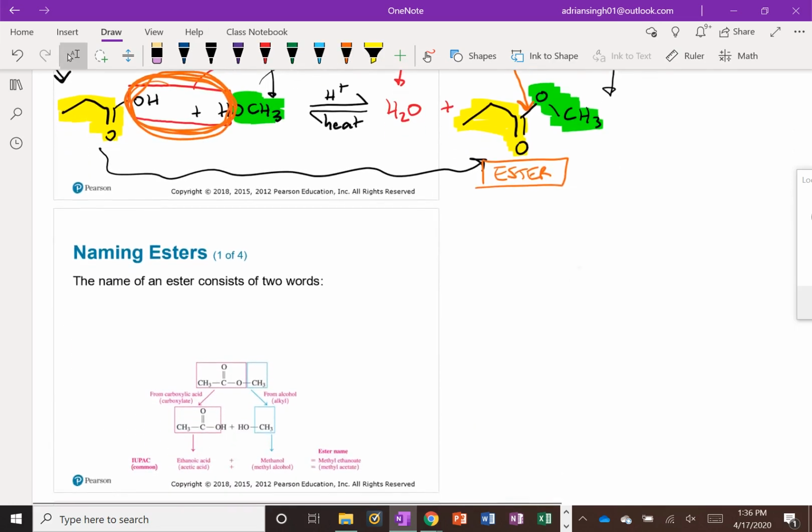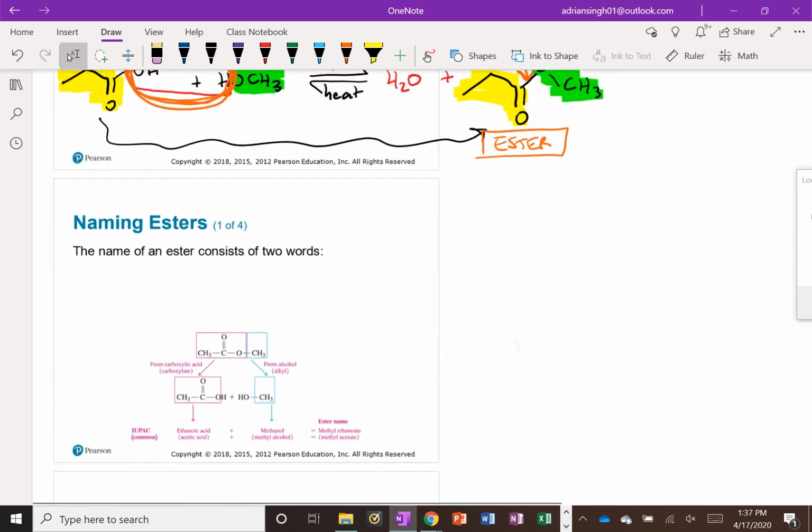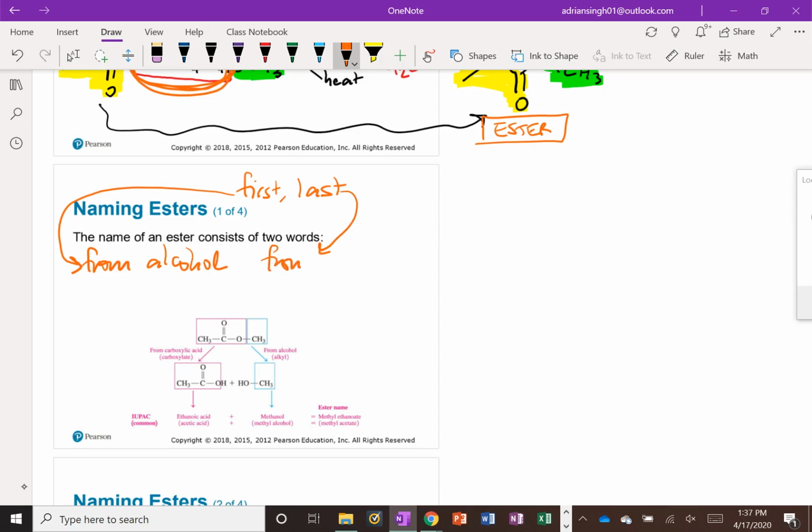So when it comes to naming these esters, we're going to see there's a system that we use for naming the esters as well. The esters are all going to have 2 names. There's going to be a first name, and then there's going to be a last name. The first name comes from the alcohol, and the last name comes from the acid.